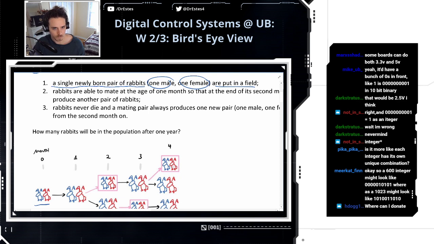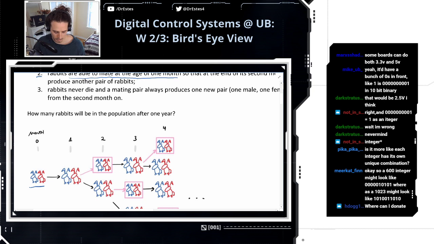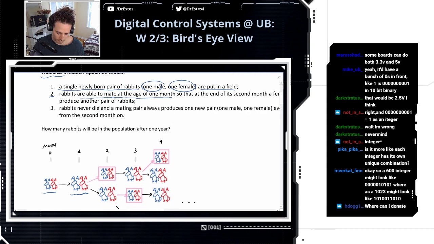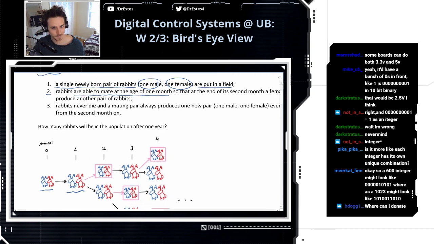All right. Okay, rule number 2. Rabbits are able to mate at the age of 1 month. Here you can see those same rabbits. They've grown after 1 month, and now they're able to mate. And let's presume that they do.